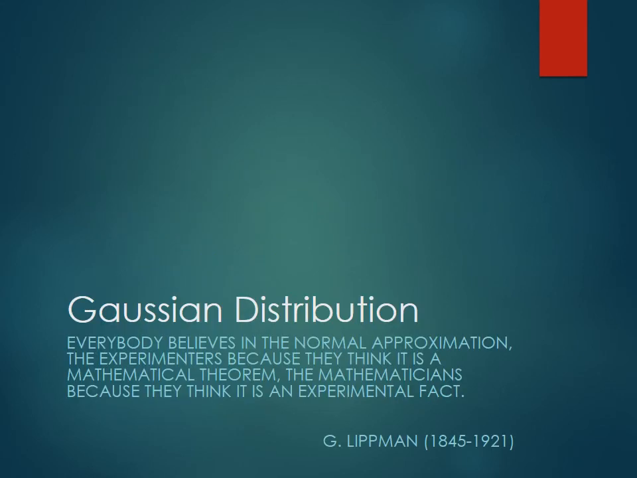Okay, then moving on, we'll talk a little bit about Gaussian distribution or normal distribution. It's kind of what we already were seeing with those bell-shaped curves we saw previously.